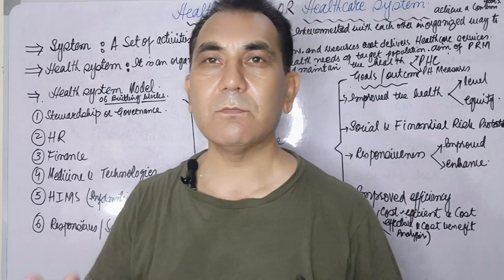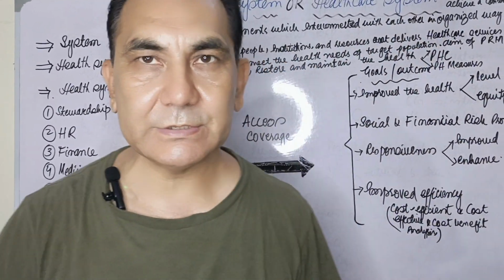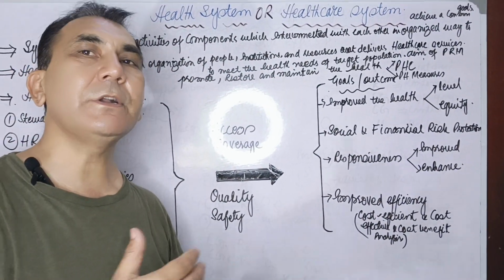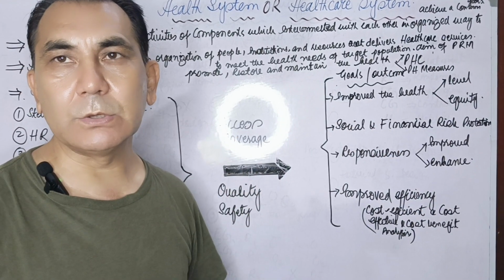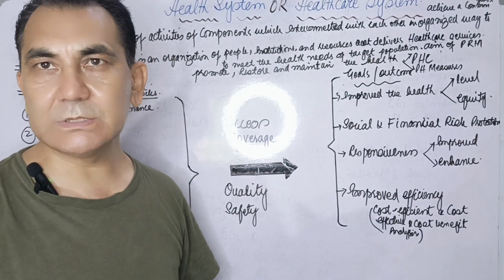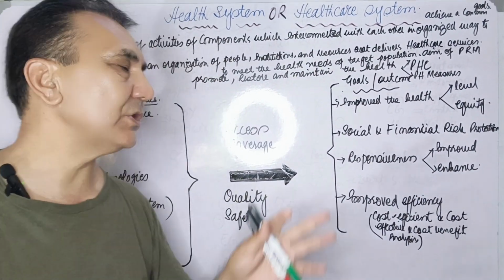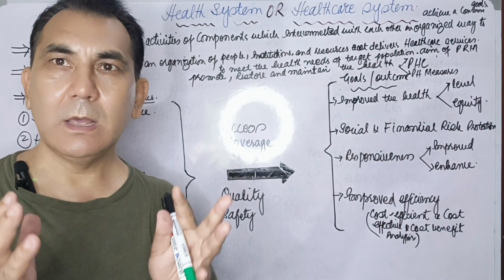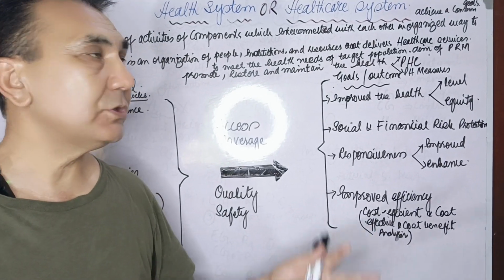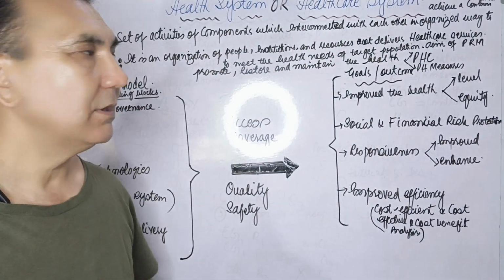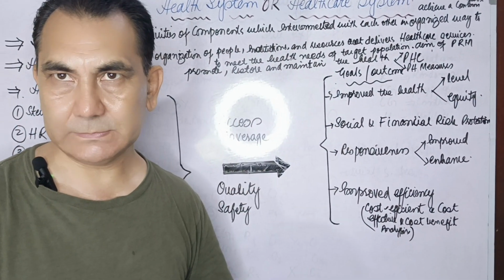The first one, we discussed the system. What is the system? The system is a set of activities of different components which are interconnected with each other in an organized way to achieve a common goal or objectives. And what is the health system? The health system is an organization which includes people, institutions, and resources, whose main function is to deliver healthcare services to meet the health needs of our target populations.